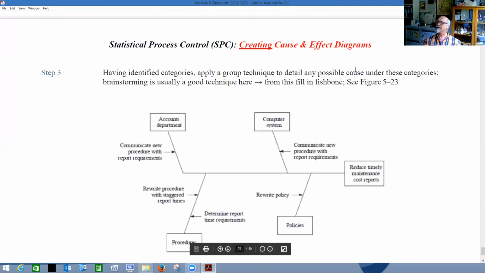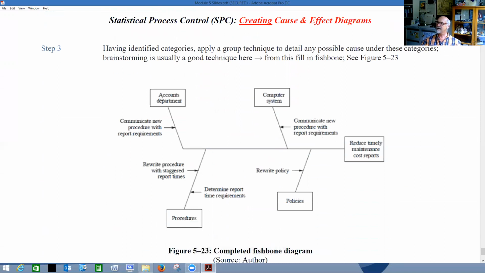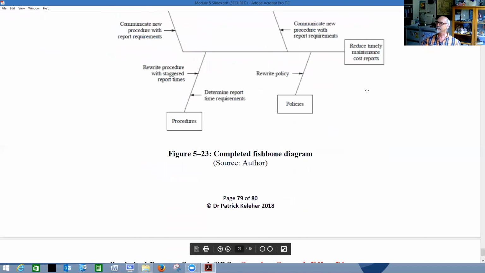And then step 3, having identified the categories, accounts department, procedures, computer system policies, late monthly maintenance cost report for this particular problem, then apply a group technique to detail any possible causes under these categories. So here, the accounts department says communicate new procedure with report requirements, determine report time requirements, rewrite the policy. And therefore, as you can see, brainstorming generates that.